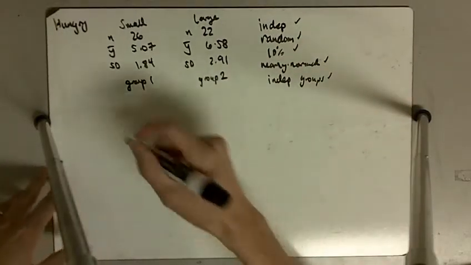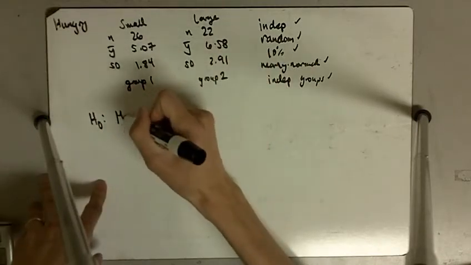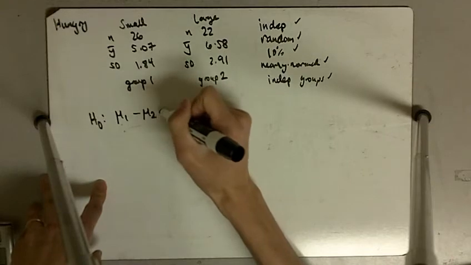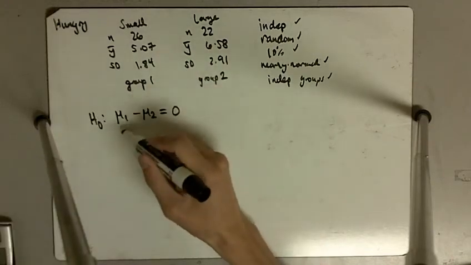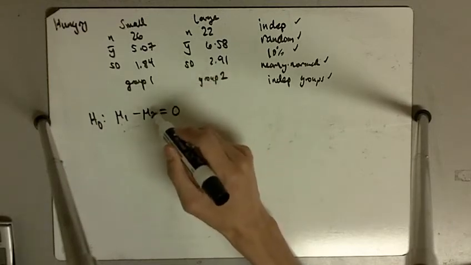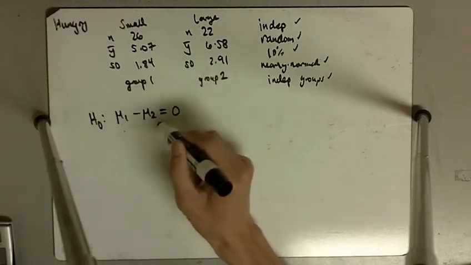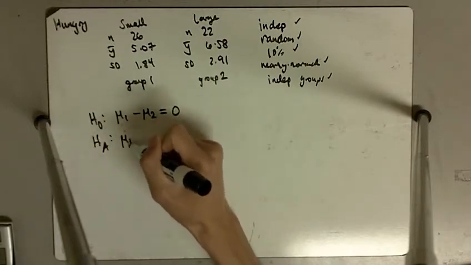And our test, our null hypothesis, is that there is no difference in the average amount that the two groups serve themselves. So that means the mean amount that group 1 served themselves minus the mean amount of group 2 that served themselves, that the difference between those is 0, and the alternative is that the difference is not 0, okay?